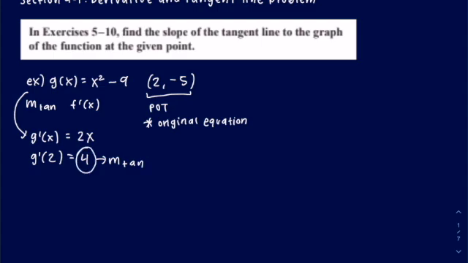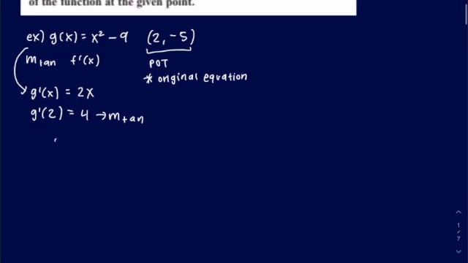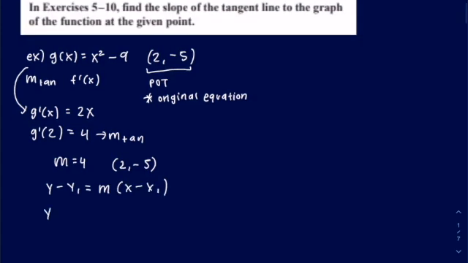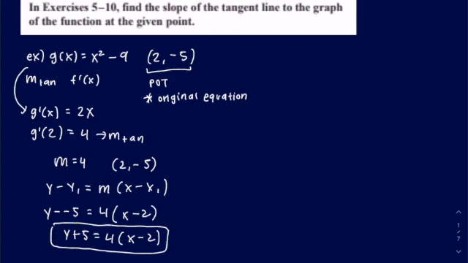Now we have our slope and we have our point of tangency, and we can use that to make our equation. Our equation is always going to be in the form of y minus y1 is equal to m times x minus x1. That's our point slope form. So y minus negative 5 is equal to 4 times x minus 2. Y plus 5 equals 4 times x minus 2. On the test, you want to leave it like this because you don't have that much time. Don't bother even simplifying everything out.